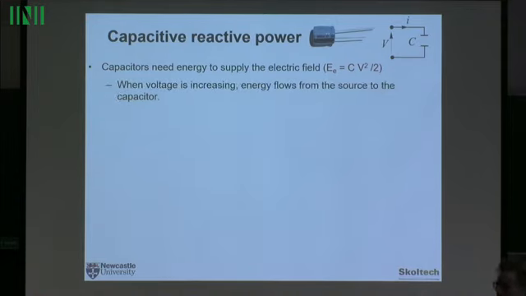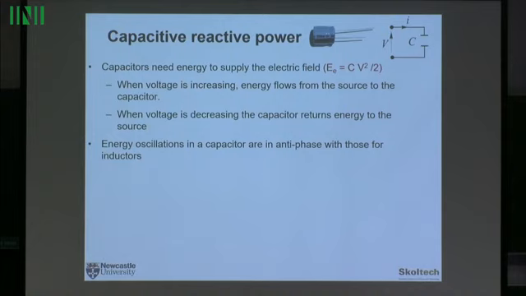And now it will be exactly the same as with inductors, but connected with the voltage. It means when the voltage is increasing, the capacitor increases its electric field. When voltage is decreasing, it gives back this energy needed to set up its electric field. So it is the same thing, but connected with the voltage rather than with the current.